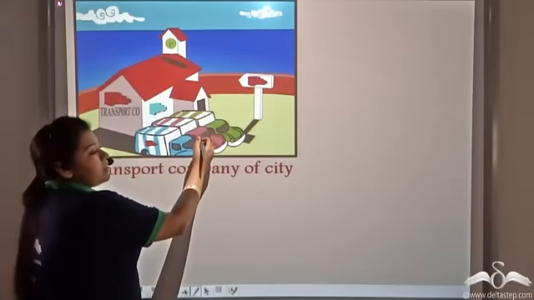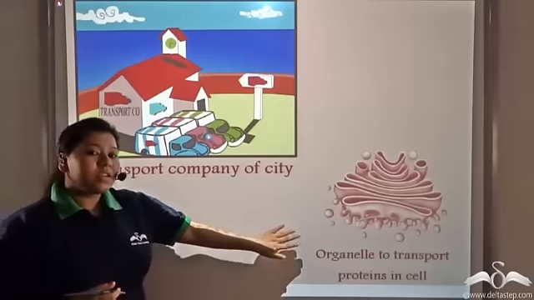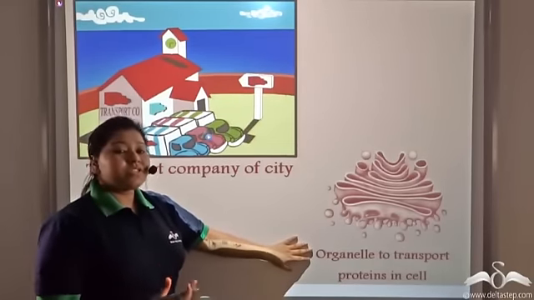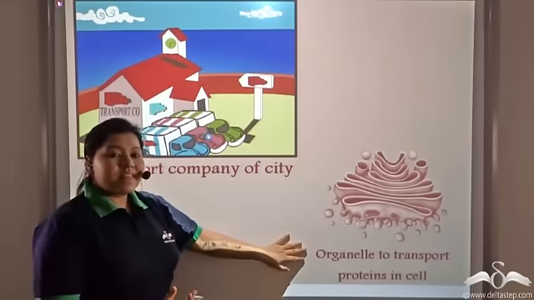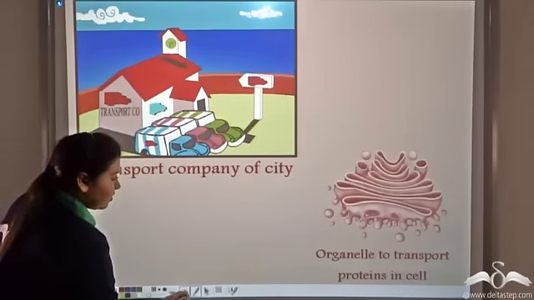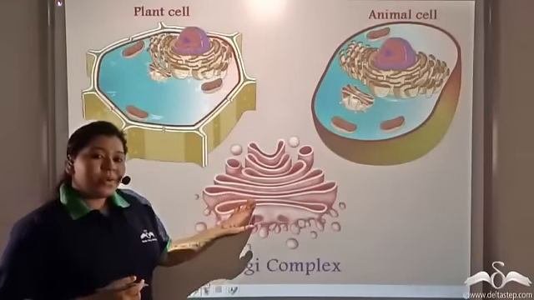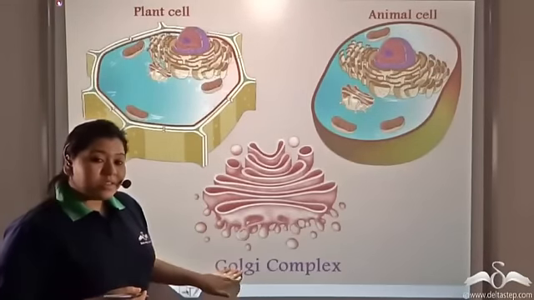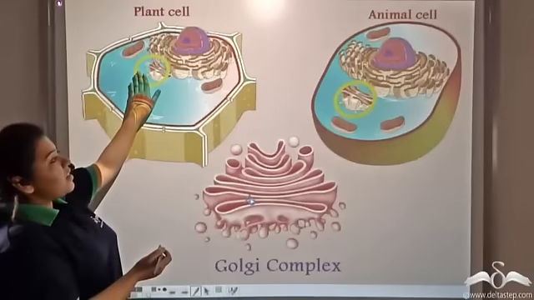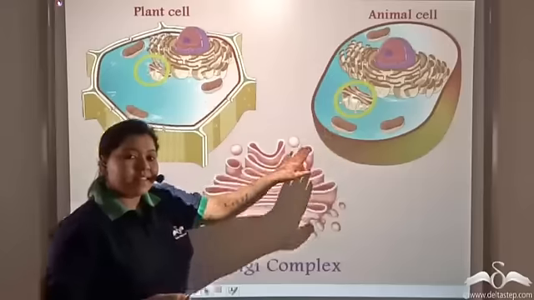Similarly, all cells have an organelle that helps in the transport of the manufactured proteins within the cell and also outside the cell. So this organelle is known as the Golgi complex, and it is present in both plant and animal cells.